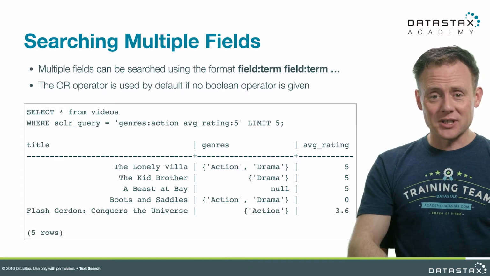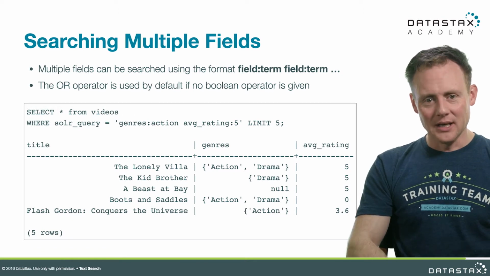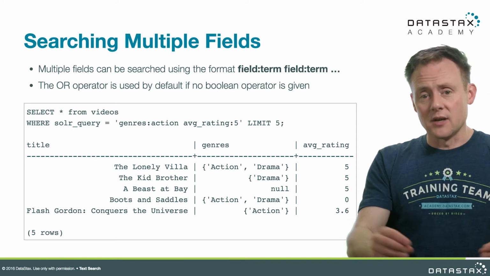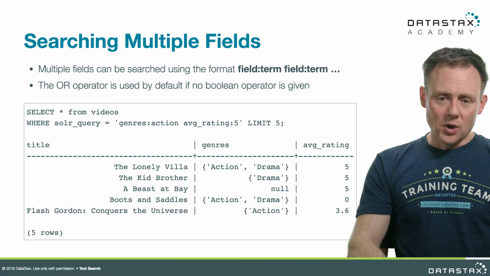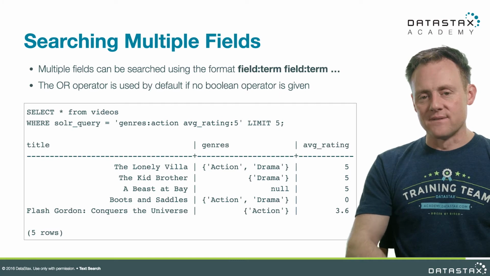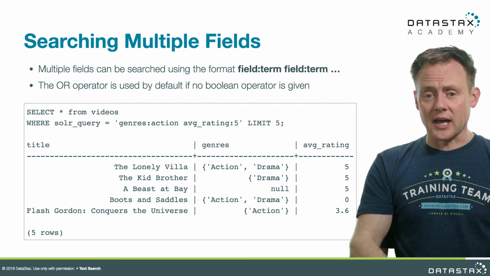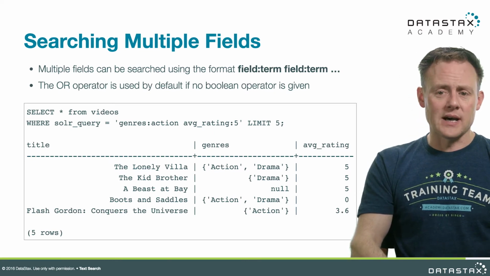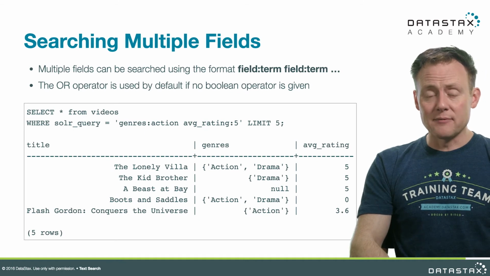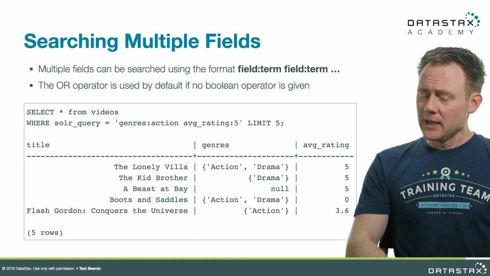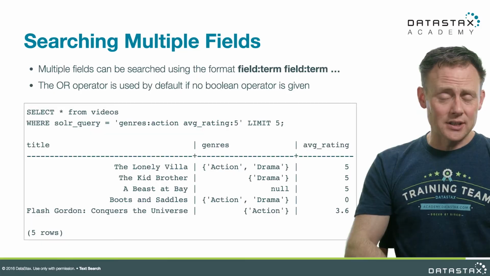Of course, we're not limited to searching just a single field at a time. We can combine terms in one query. By default, again, the OR operator is used to combine multiple fields if we don't specify otherwise. So here, we're looking for any movie that matches the action genre and has an average rating of 5. And you see in the results, those Boolean conditions have held. For example, The Lonely Villa is the action genre, and it's a rating of 5. The Kid Brother has a rating of 5, but is only a drama. It's not an action, but that's okay. There's an implied or there. And Flash Gordon at the bottom, a perennially unappreciated film, is action with a criminally underrated rating of 3.6.